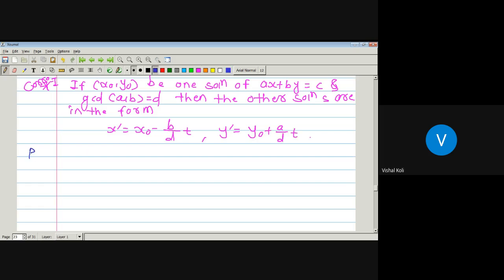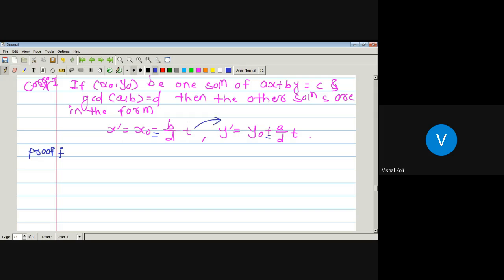So it's proved. Okay, in the previous theorem, whenever x naught, y naught be a particular solution of ax plus by equal to c, where d is the GCD of a, b, then all the other solutions are in the form of x dash is equal to x naught plus b upon d into t, and y dash is y naught minus a upon d into t. But here we have to show that x dash is x naught minus b upon d into t, and y dash is y naught plus a upon d into t. We just have to replace minus and plus, and this can be done by just replacing t by minus t.